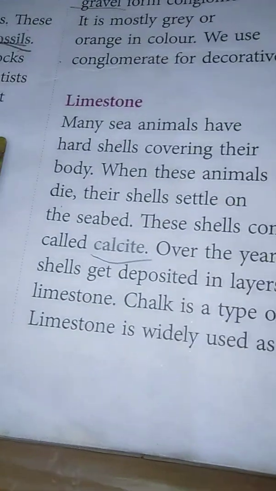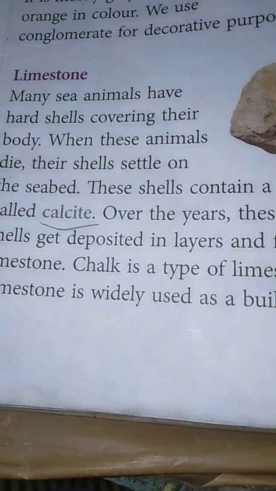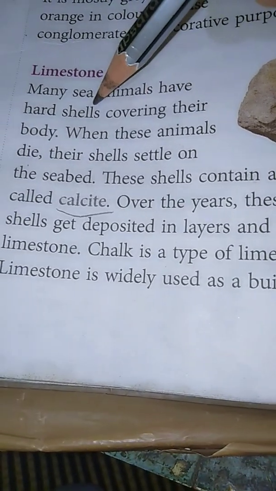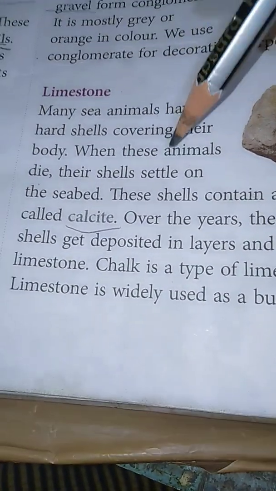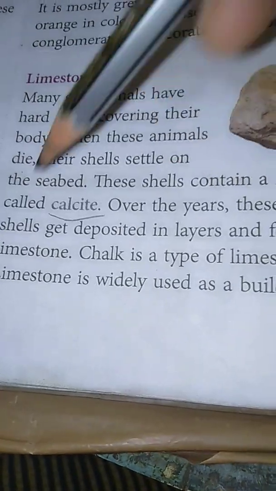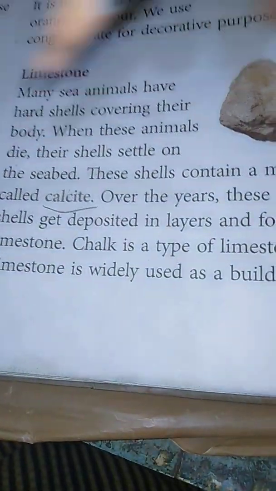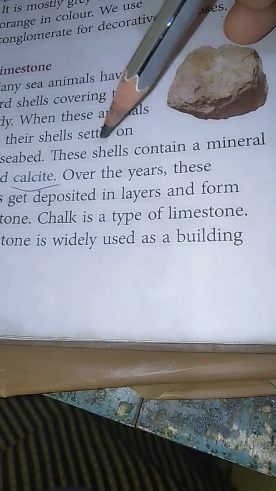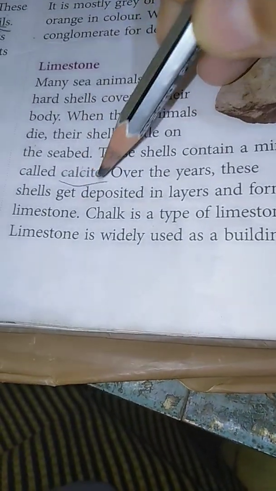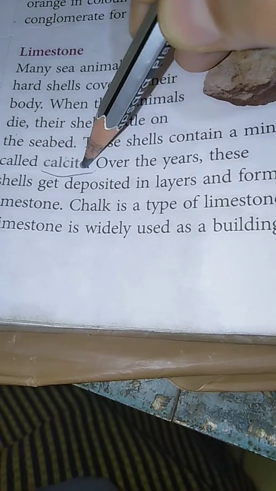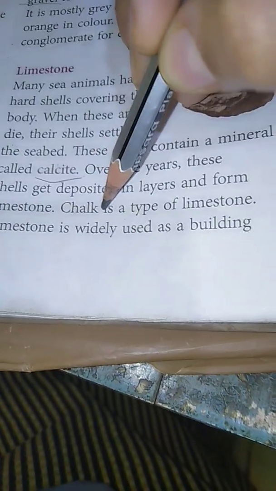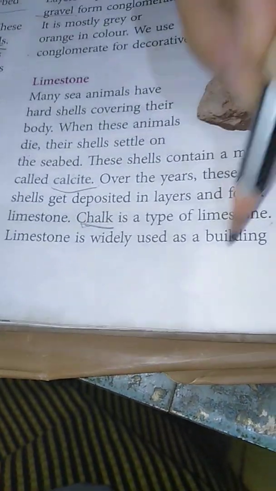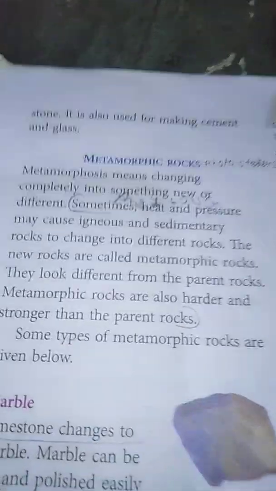Now next is limestone. Limestone is made from the shells of sea animals. When these sea animals die, their shells settle in the seabed. Their shells go on settling in the seabed, and then they form a rock called limestone, and the mineral contained in it is calcite. And the chalk which we use to write on the board is a form of limestone only, okay? It is used widely as a building stone, and it is also used for making cement and glass.